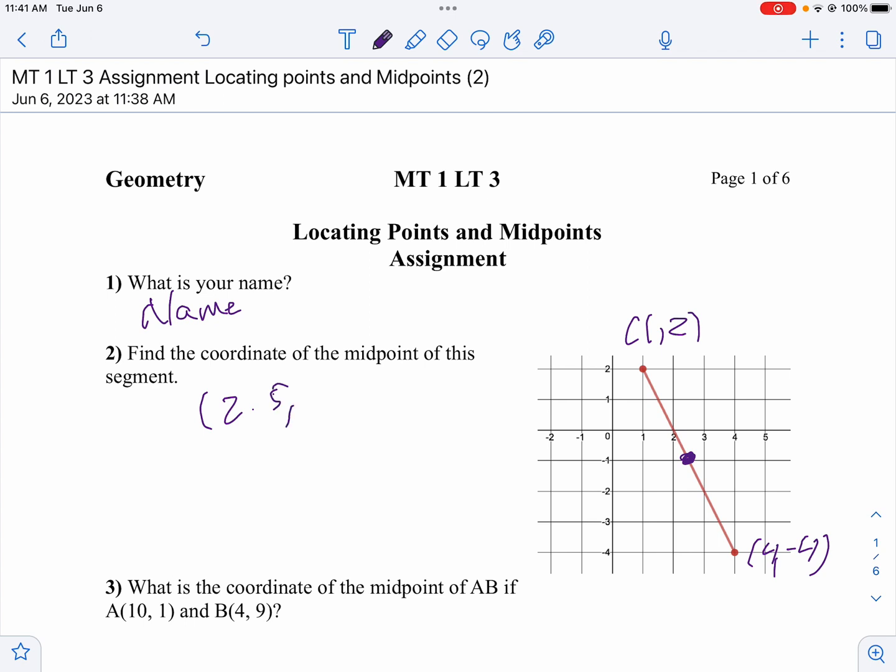My y coordinate, I'm going from 2 to -4, so that's 6. If I go down 3 from 2, I'm at -1. So I'm at 2.5 and -1.